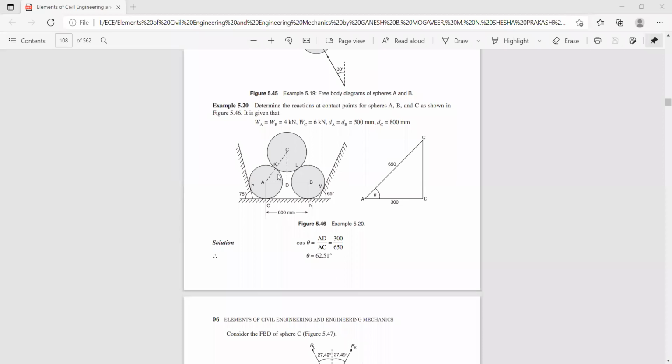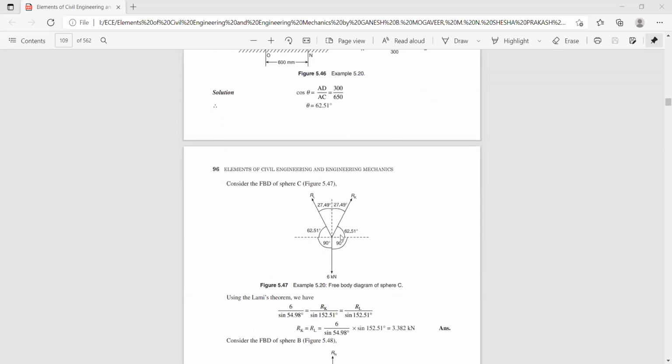Already we have found this angle. Now let us draw the free body diagram of sphere C. The weight of sphere C acts vertically downwards, it is 6 kilonewton, and you have a reaction from sphere C to sphere A, which you can call RK. Similarly you have a reaction force from sphere C to sphere B through this contact point, which you can call RL. So these two are the reaction forces. With respect to sphere C you have only two unknowns. That means three forces are acting at a point, so you can comfortably use Lami's theorem.